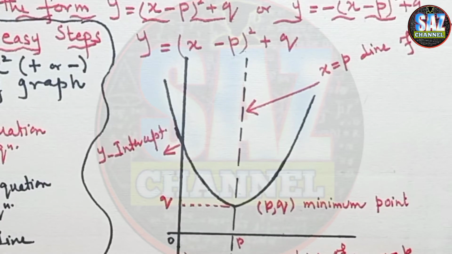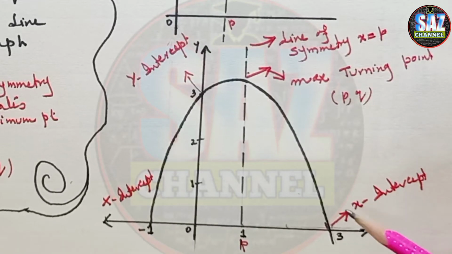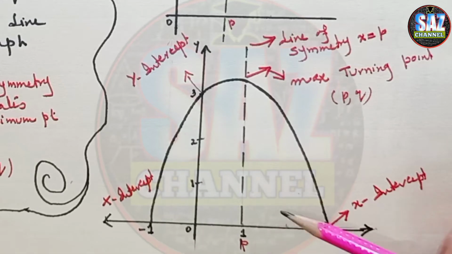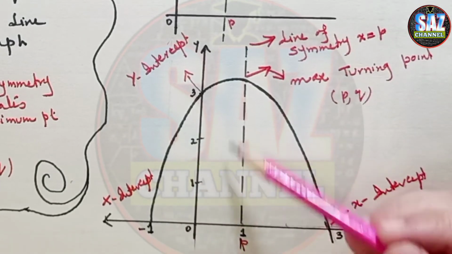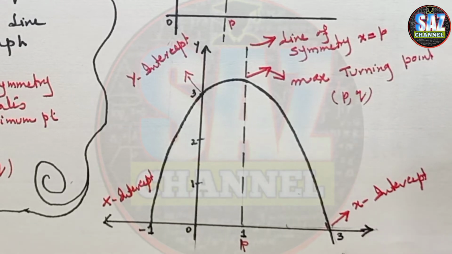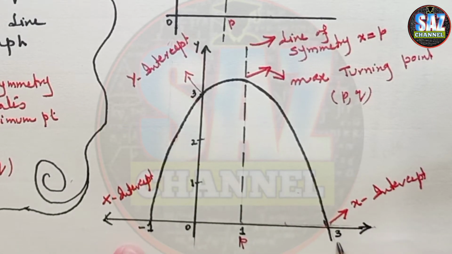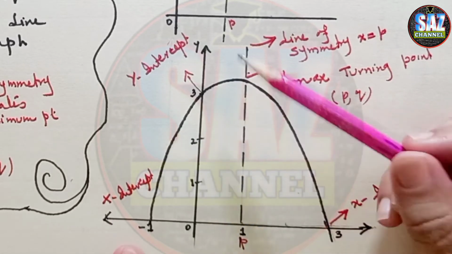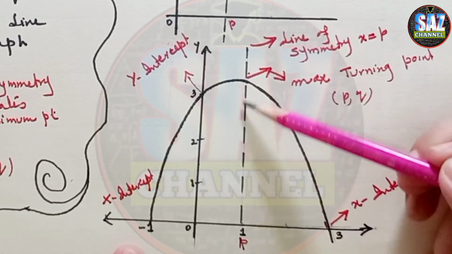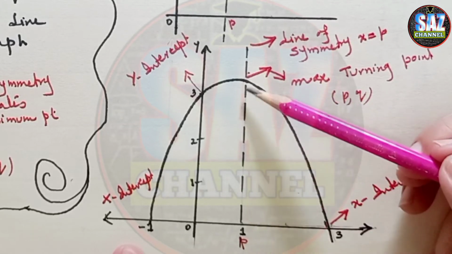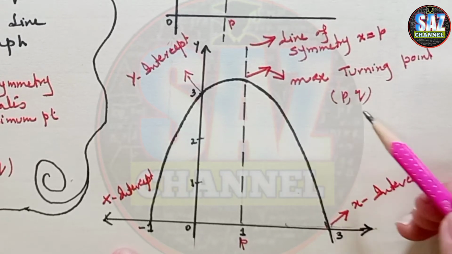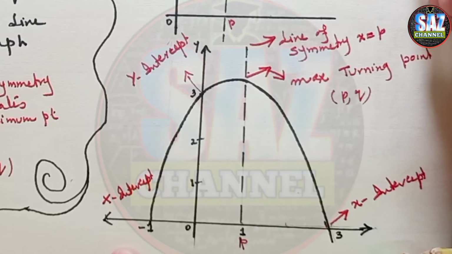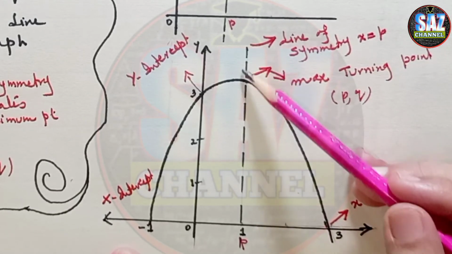Coming to the second situation, we can see that here the curve is opening downward. And why is this opening downward? Because the sign of the coefficient of the square term is negative, so the curve will have the opening downward. Again, we require two x-intercepts here, and then this is the y-intercept, and after that we have to think about the minimum or maximum turning point, as the curve will have the maximum turning point. So the maximum turning point of this equation will be (p, q), okay, and the line of symmetry will be x equals p.